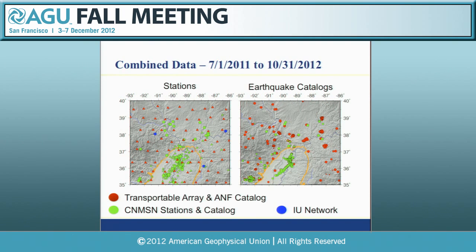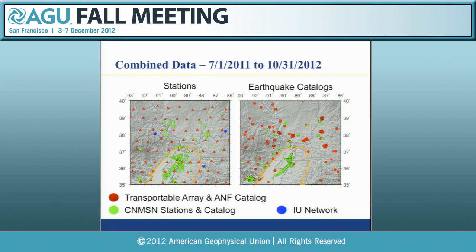Next. So I'm looking at a combined data set from 7/1/2011 until 10/31/2012. On the left are the stations that I'm looking at. The red stations are the Transportable Array. The green stations are the Cooperative New Madrid Seismic Network. And the blue stations are the IRIS stations in this area, or those that get reported to the DMC as IU network stations. On the right are the earthquake catalogs.